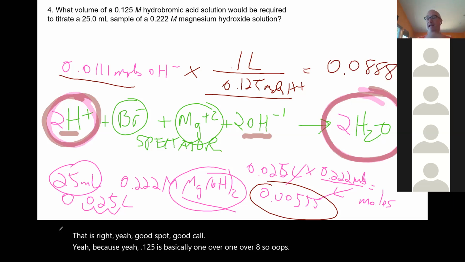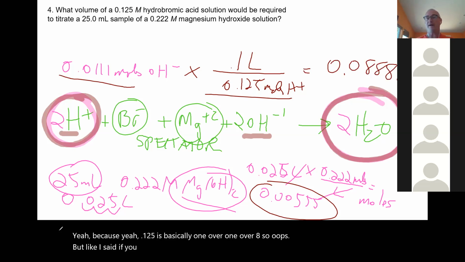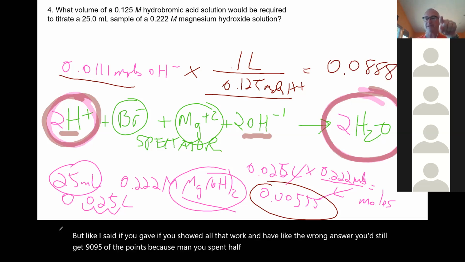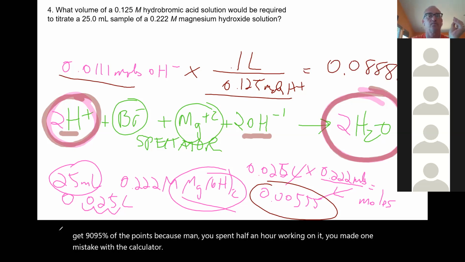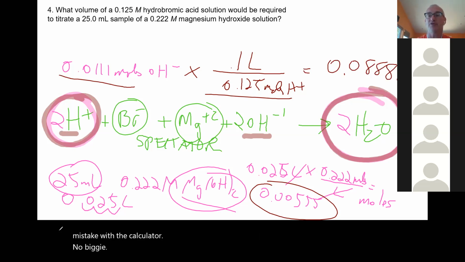But like I said, if you showed all that work and had the wrong answer, you'd still get 95% of the points, because you spent half an hour working on it and made one mistake with the calculator. No biggie. So our correct answer would be 88.8 mils.